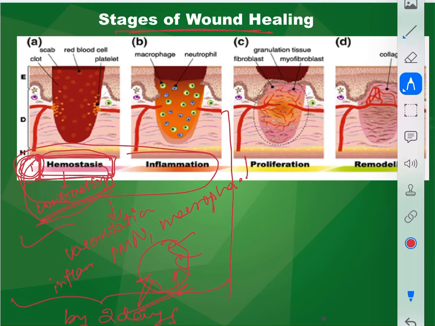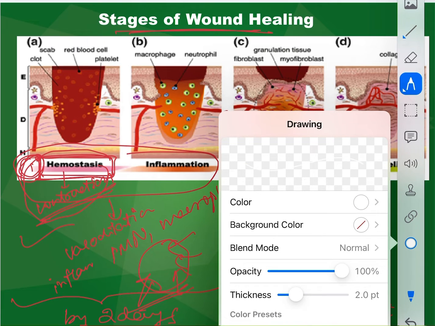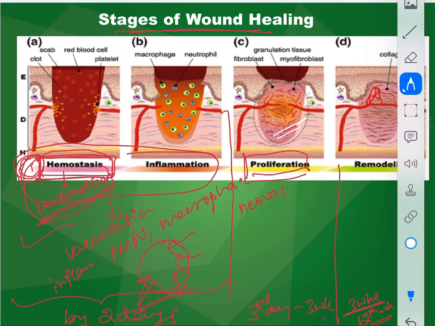The stage of proliferation happens from the 3rd day till 3 weeks. The stage of remodeling starts after 3 weeks and goes on till almost the 12th week. This is as per Bailey and Love. Now, what is the stage of proliferation? Stage of proliferation basically means there is neovascularization. Can you see these small new blood vessels that have come up here? That is neovascularization.